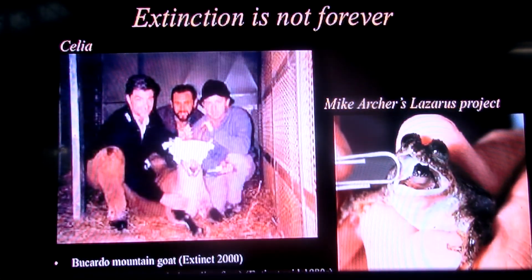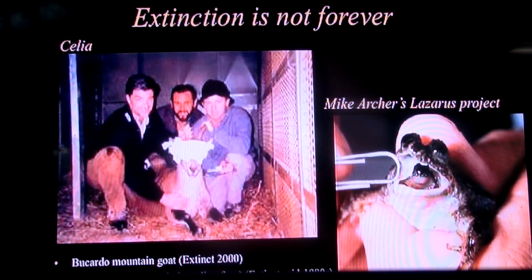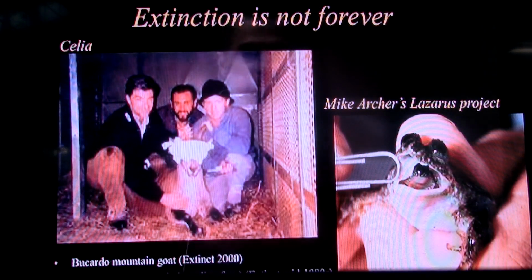So what you see here is Celia. This is the last Bucardo mountain goat that existed on the planet. And in 2000, during a storm, a tree fell and crushed her skull, and she died, and that species went extinct. Now, fortunately, some of the biologists had the foresight, and this picture is of them taking a little skin biopsy and also putting a radio collar on so they could track the animal.